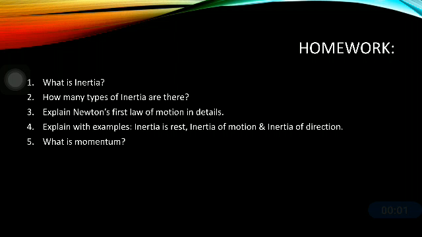Kids, I hope you understood the concept of inertia and Newton's first law of motion, which we studied today. So based on that, here is your homework.